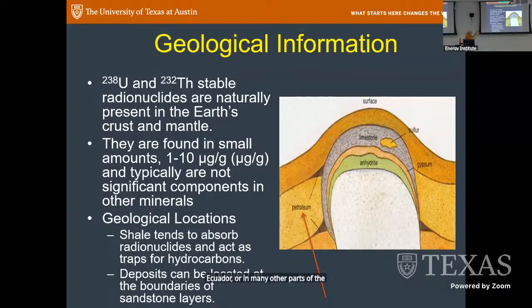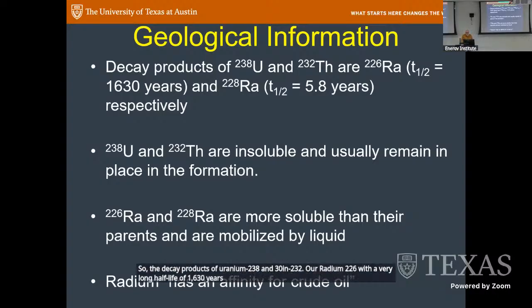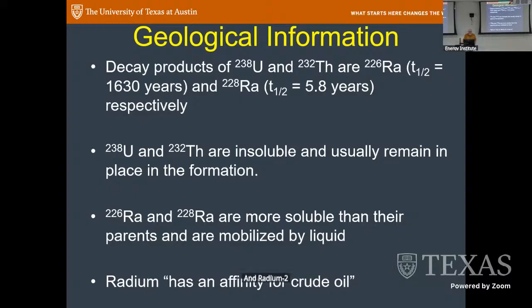So that's basically a bit of an overview of the geological formation. The decay products of uranium-238 and thorium-232 are radium-226, with a very long half-life of 1,630 years, and radium-228 with a half-life of 5.8 years. The uranium-238 and the thorium-232 are totally insoluble, and they usually remain in the place of the formation.